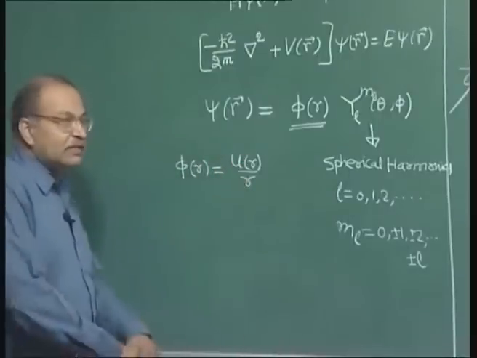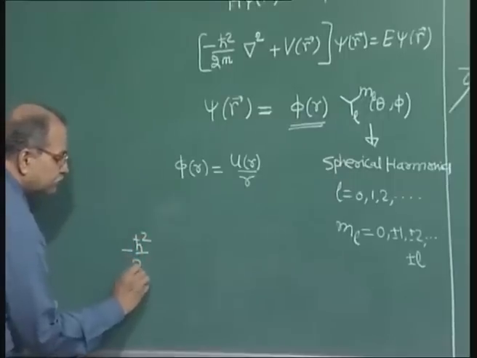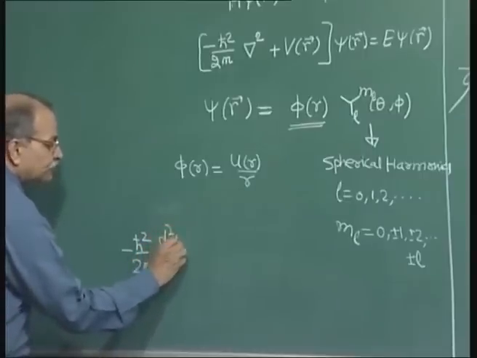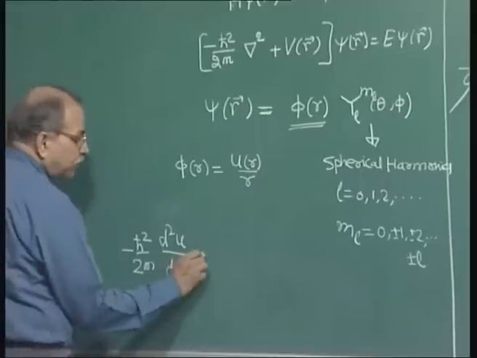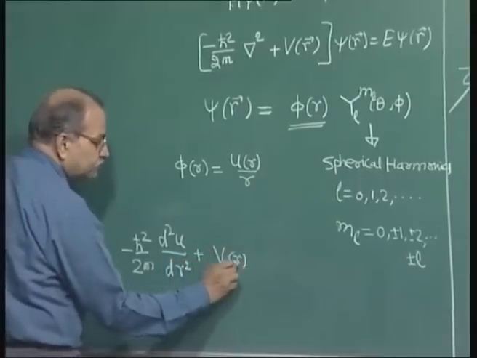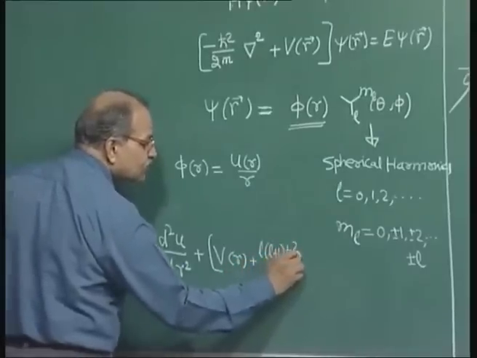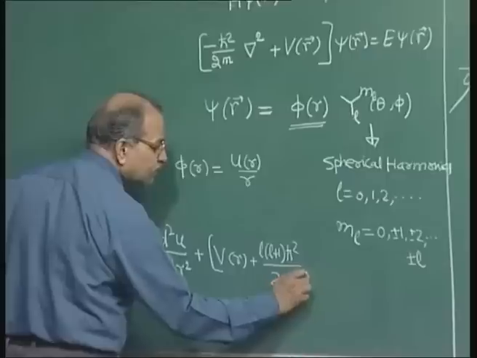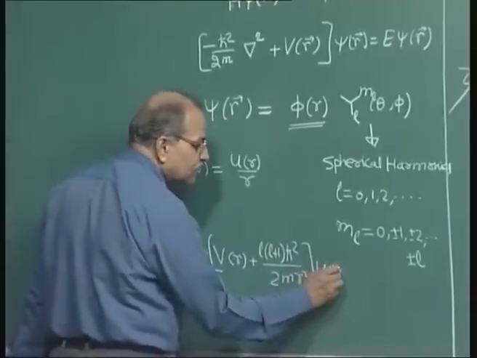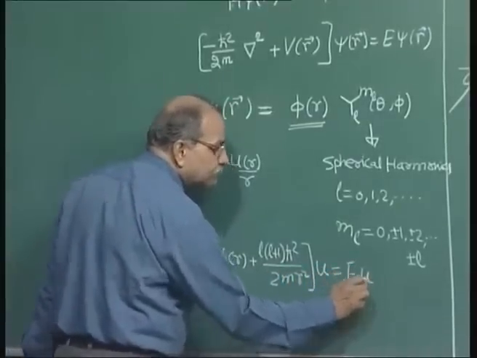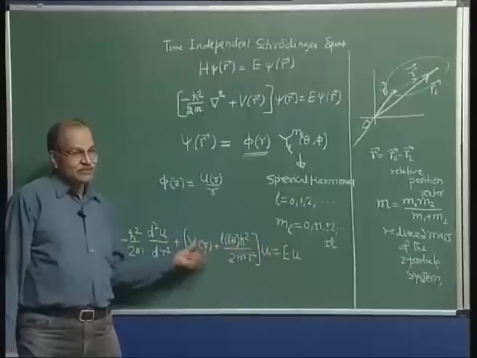Then in terms of this u r, your equation becomes very simple. It is minus h cross square by 2 m d 2 u by dr square plus V r plus L L plus 1 h cross square by 2 m r square, multiplied by u, which is a function of r, remember, that is equal to E u. So, it reduces to a one dimensional equation, one variable equation.